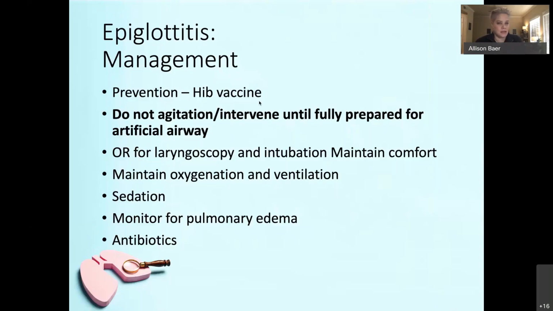This is the last kid that you want to accidentally extubate themselves, because depending on where they are in that disease process and how swollen that epiglottis is, reintroducing that airway is going to make it swell even more, at least initially. So if they get self-extubated, they may be difficult or impossible to intubate without an emergency trach.